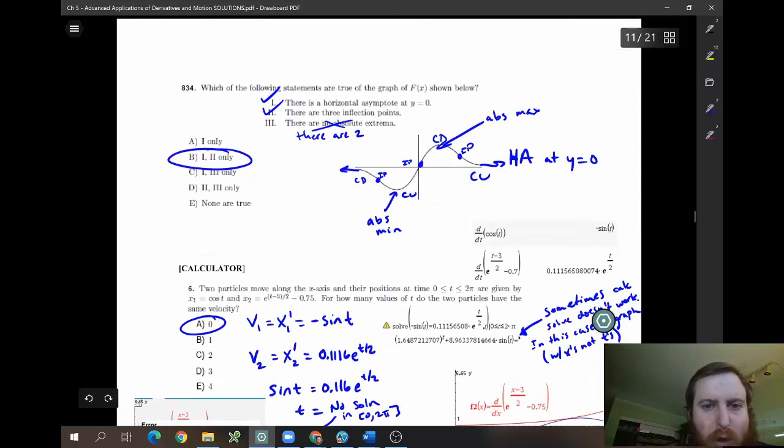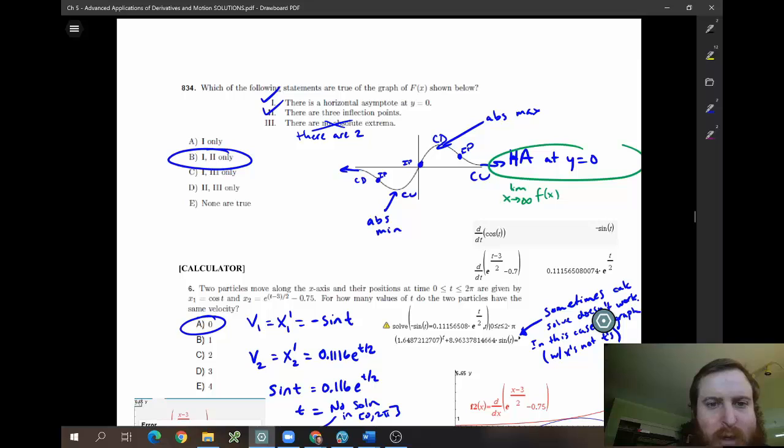Next up, which of these statements are true? Number 1, there is a horizontal asymptote at 0. Remember that horizontal asymptotes are way out, the limit as x approaches infinity or -infinity of f of x. So this horizontal asymptote is approaching y equals 0, so that's true.